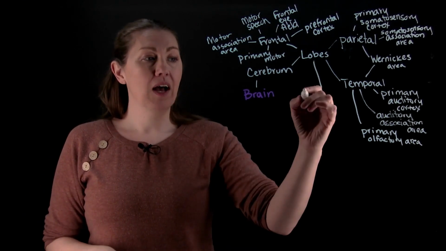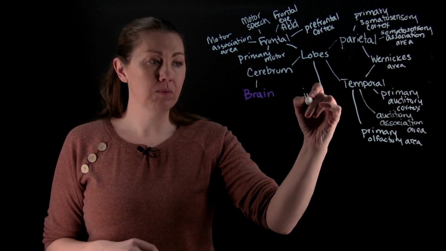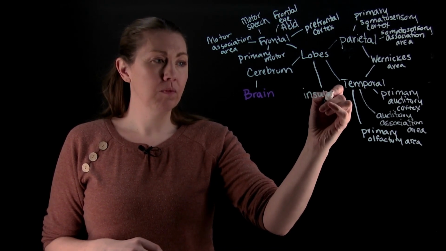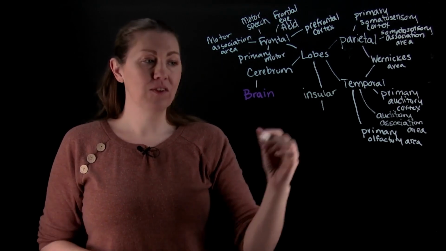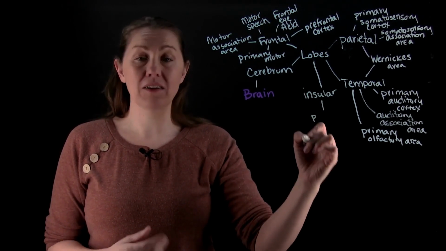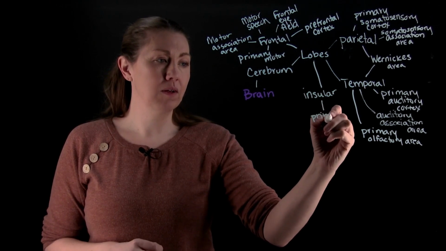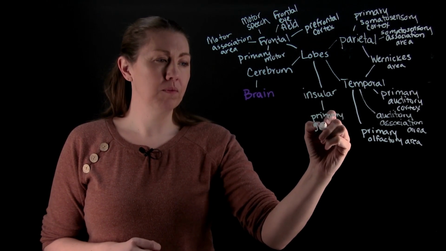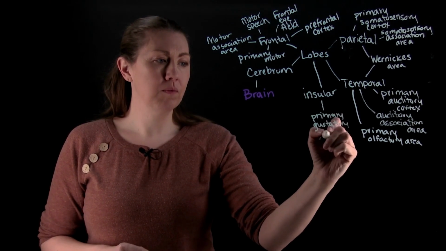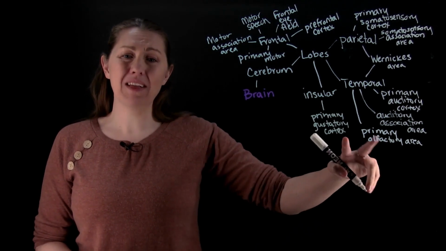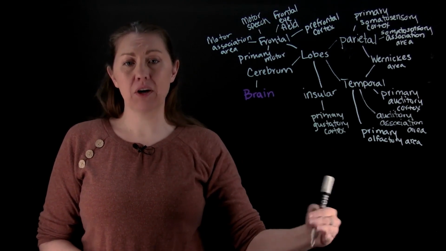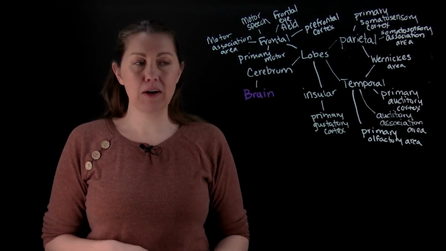In the insula, so the insular lobe, you're going to have the ones where the chemicals touch the tongue. So this is going to be for taste. So you have a primary gustatory cortex. And again, it doesn't have an association area because these kind of talk and communicate and work together to kind of make sense of what's going on in their environment.